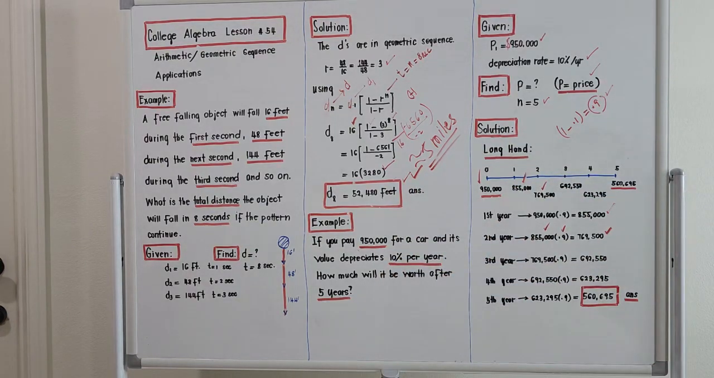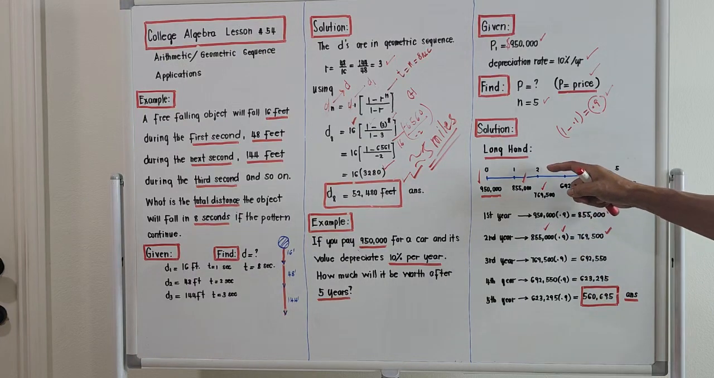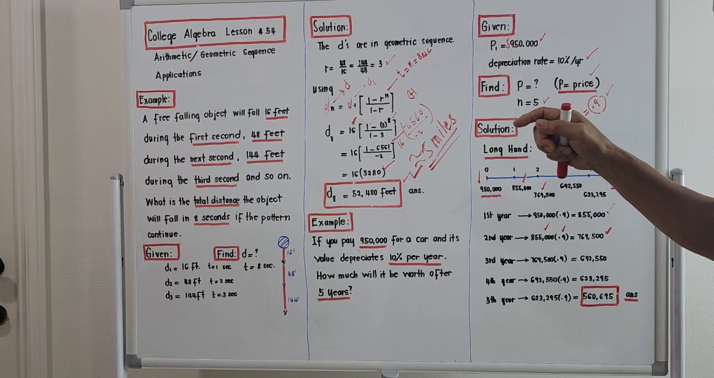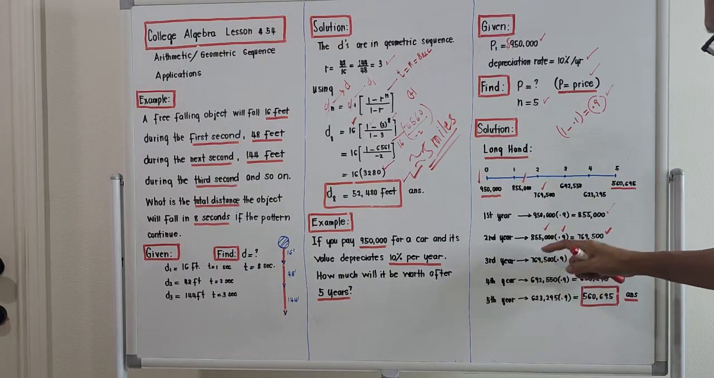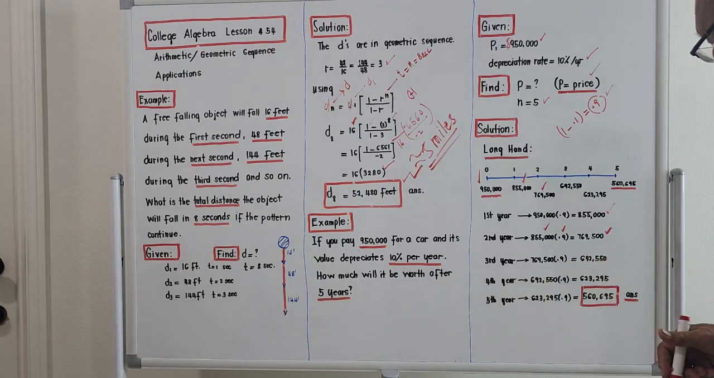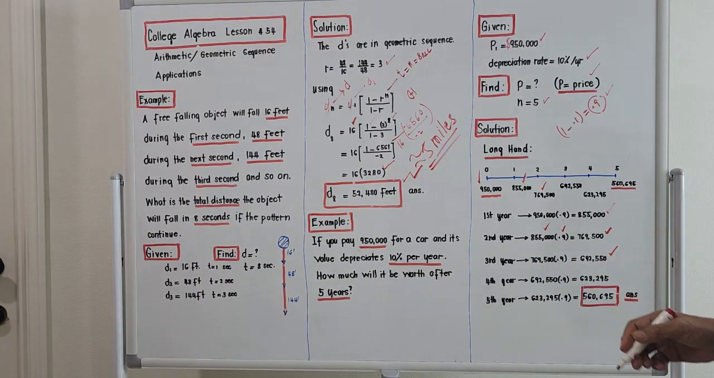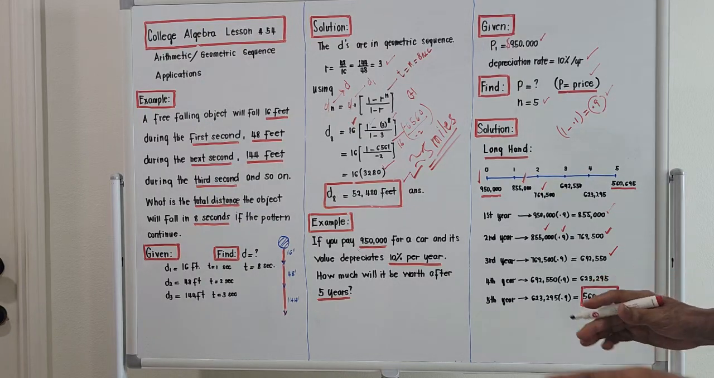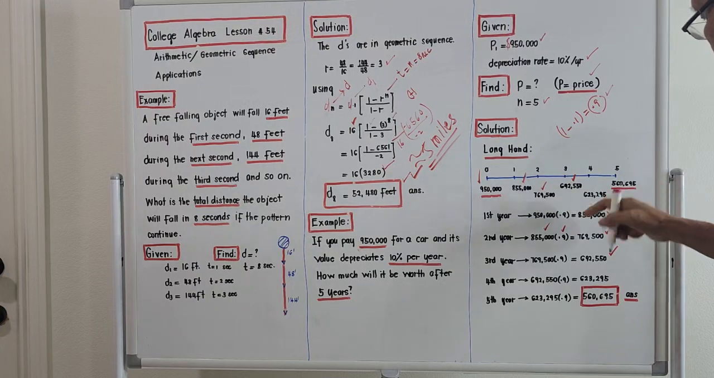On the third year, the value should be the present value on the second year minus the depreciation. So again, we will multiply 769,500 times 0.9. And on the third year, the amount or the present worth value of the car now will be 692,550. It is becoming lesser, right?